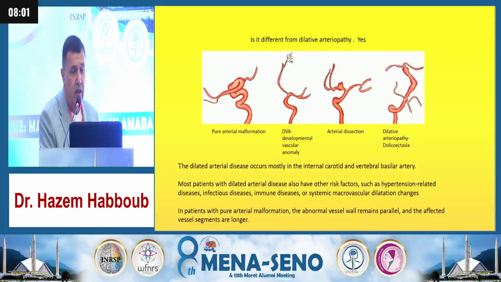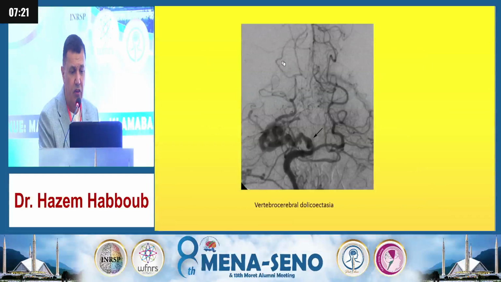Are they different from dilative arteriopathy? Of course they are different, because dilative arteriopathy usually occurs in the vertebrobasilar segment or a large segment of the internal carotid artery. The pure arterial malformation usually involves the supraclinoid part. The dilative arteriopathy, which we call dolichoectasia, usually involves most of the C2, C3 segments. Loss of parallelism is one of the features of dilative arteriopathy. Usually the pure arterial malformation doesn't lose its parallel wall. So we can differentiate between these two cases.